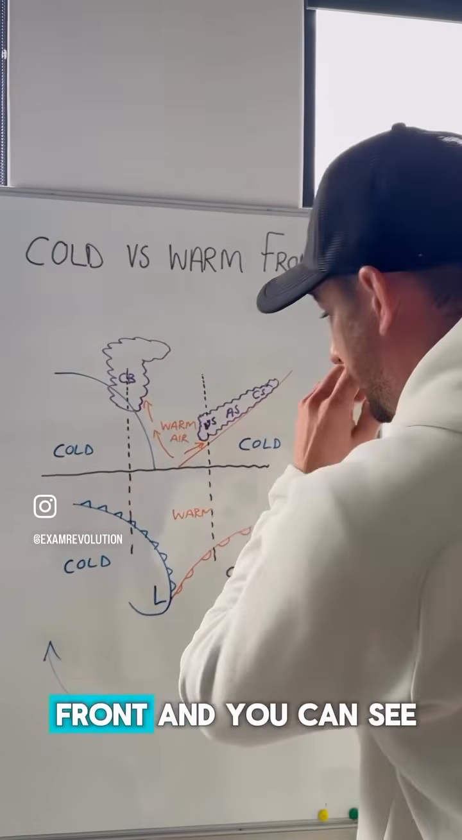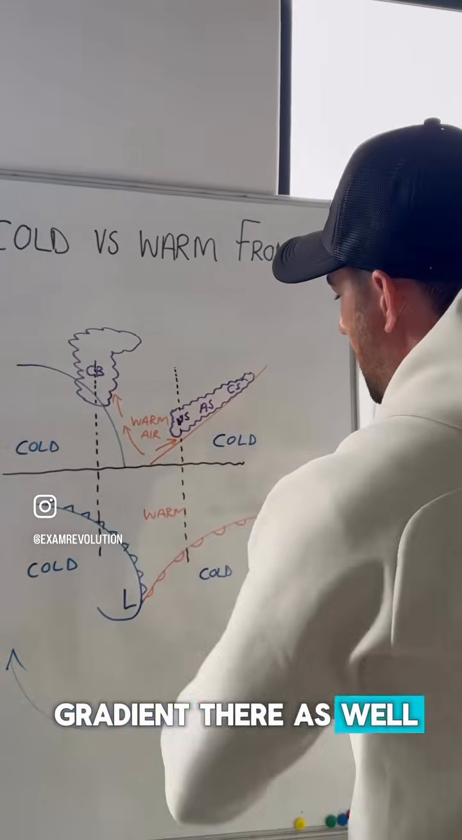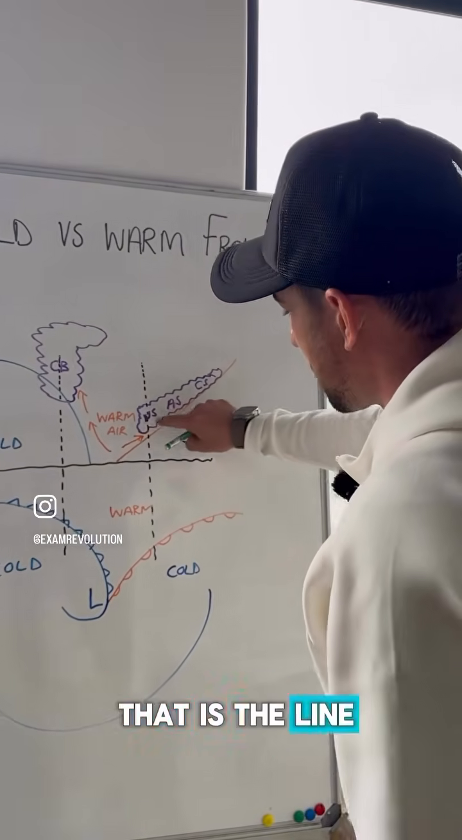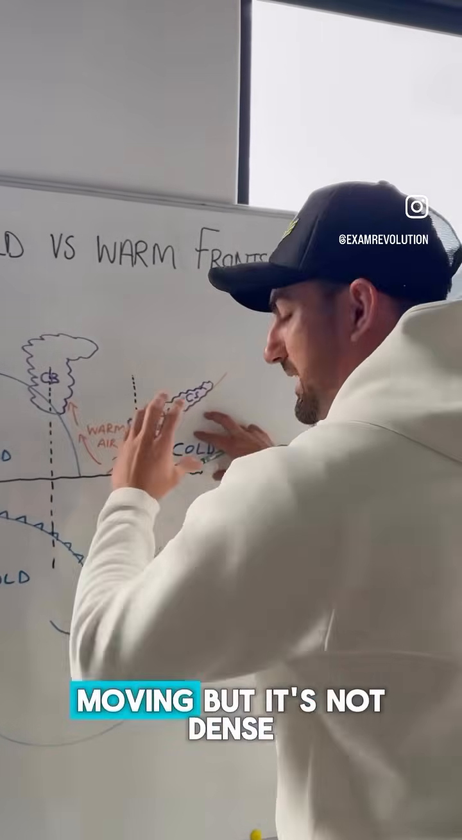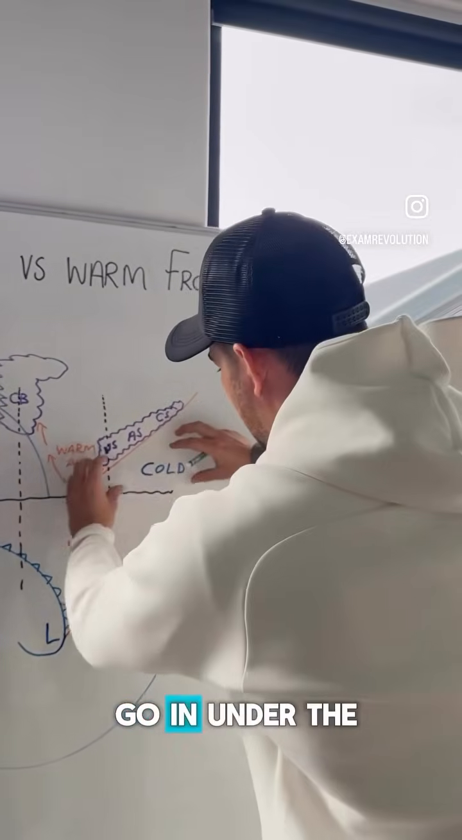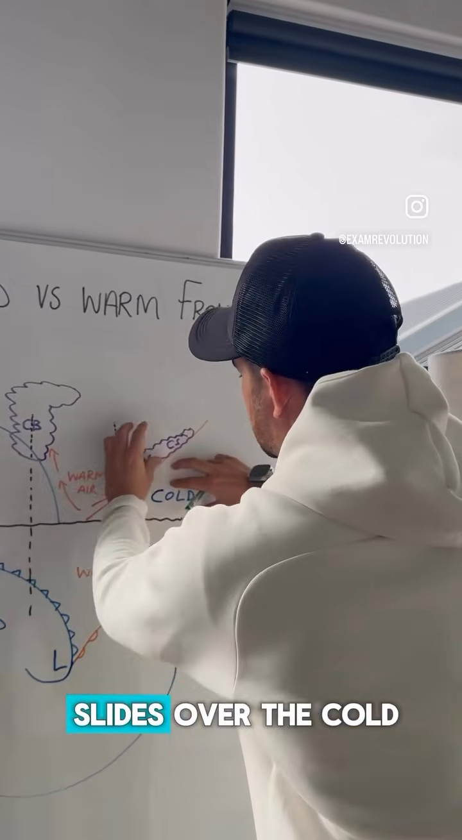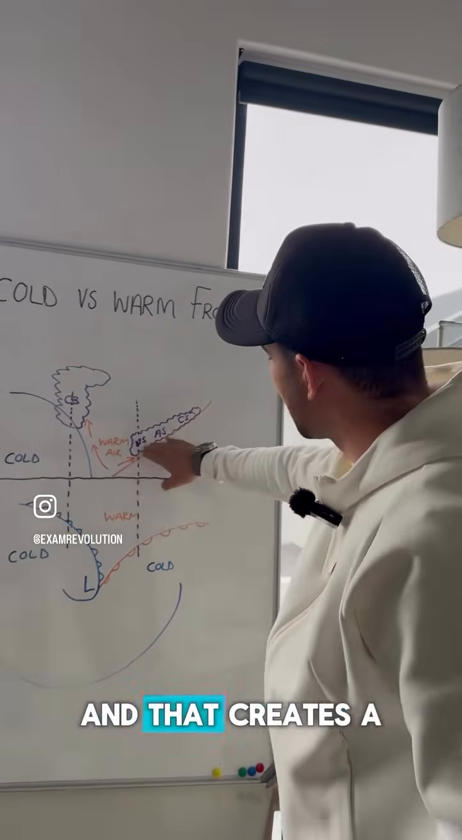Then for a warm front, and you can see it's quite a steep gradient there as well. With a warm front, that is the line of a warm front. So you've got warm air over here and cold air over here. The warm air is moving, but it's not dense and thick enough to go in under the cold air. So what happens? It slides over the cold air over here, and that creates a warm front.